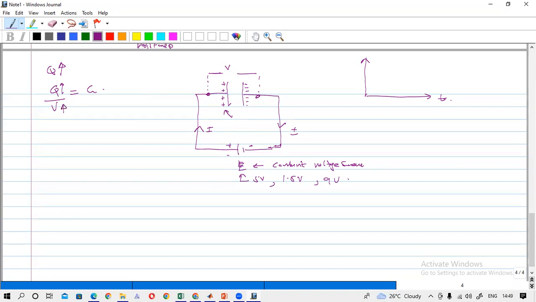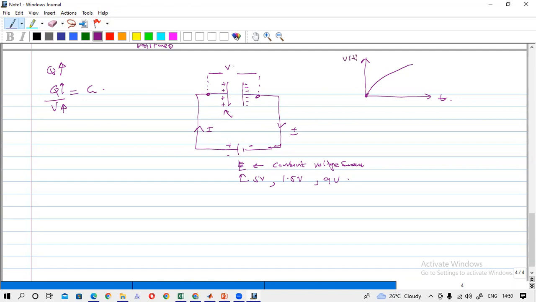That means when time is passing, the charges will be increasing, and in accordance, the voltage also will be increasing. So this voltage is increasing according to time like this. It is not linear. You have a curve like this, increasing like this. So this is the voltage.